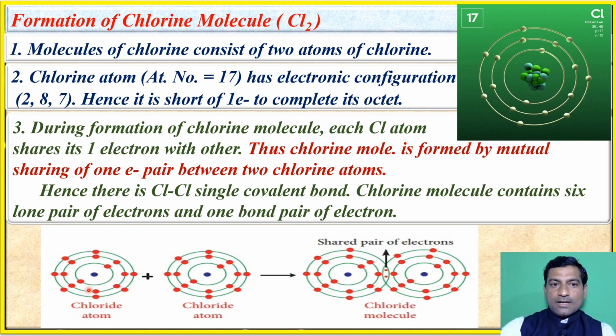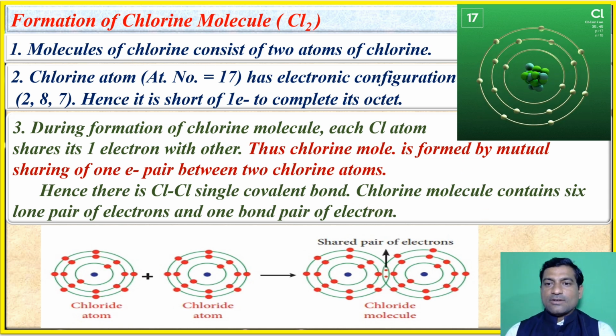See here, the atomic number of chlorine is 17, and the last orbit contains 7 electrons. Means each chlorine can share one electron from either side, and these two electrons are shared between two atoms, and the bond is formed. That bond is called a covalent bond, and there is a formation of a chlorine molecule by mutual sharing of electrons from each atom. That is called a covalent bond.